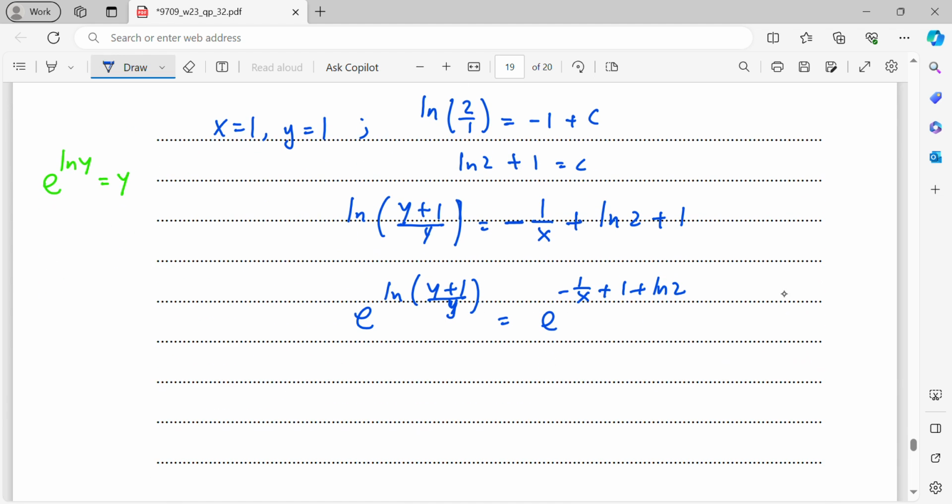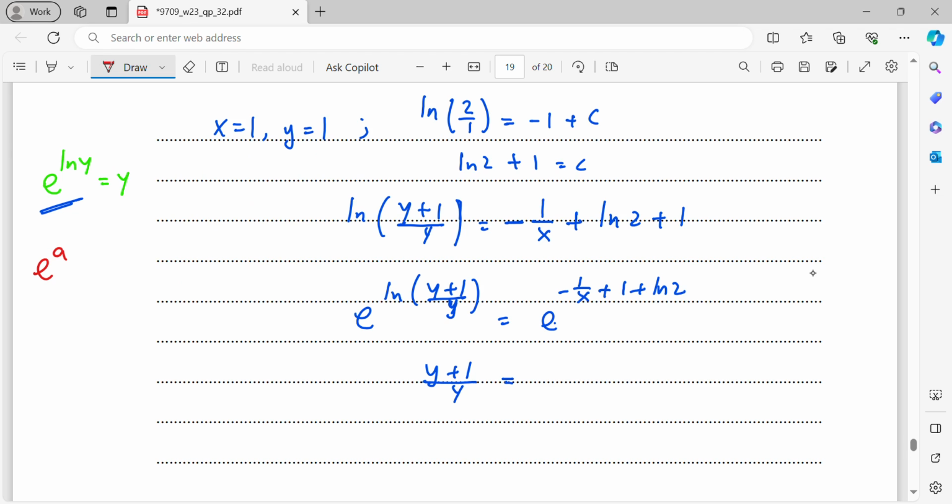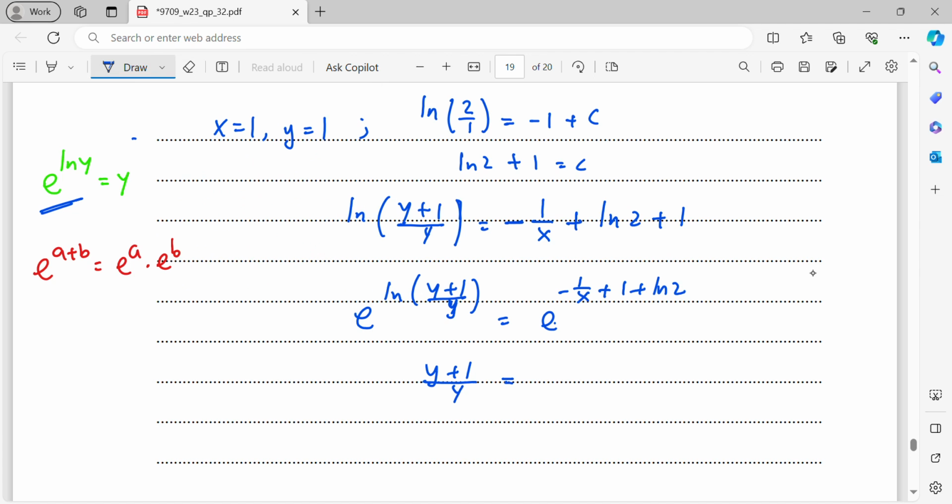So from here, e ln will be cancelled off, y plus 1 over y on the left side. And then for the right hand side, the e ln can be cancelled off. You look at the e ln here. So I will have another formula, e a plus b equals to e a times e b. So I will split it into two terms because I want to simplify the e and ln. So I will get e to the power of negative 1 over x plus 1, because of the plus, times e ln 2.